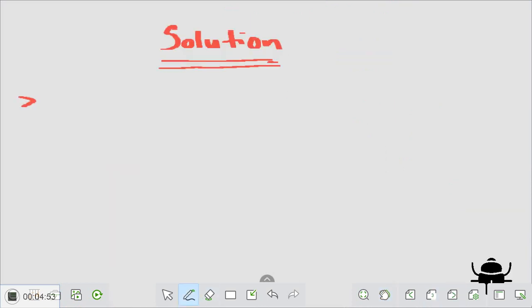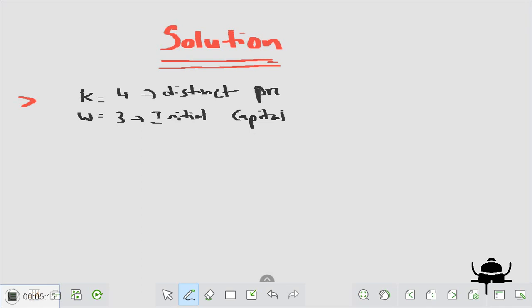Let me take an example where k is equal to 4 and W is equal to 3. This is my initial capital, and this is going to be my maximum number of distinct projects allowed.